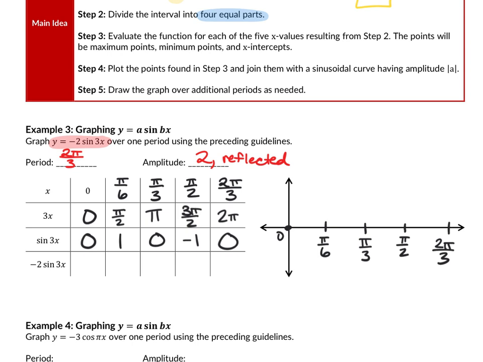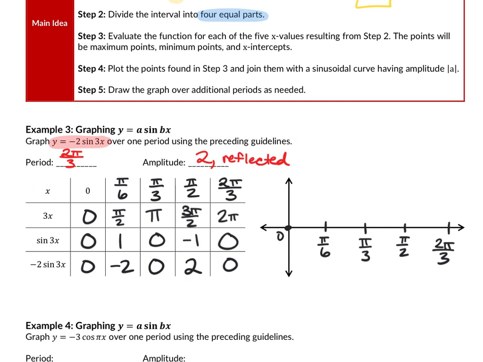But I don't just want those output values because, again, I have an amplitude number here. So at the very end, we're going to multiply these numbers by -2. 0 times -2 is still 0. 1 times -2 is -2. And then we have 0. And then we have +2. And then we have 0. This last row here is what I would get as an output for -2 sine of 3x with the x values that I chose, showing one period of this function.